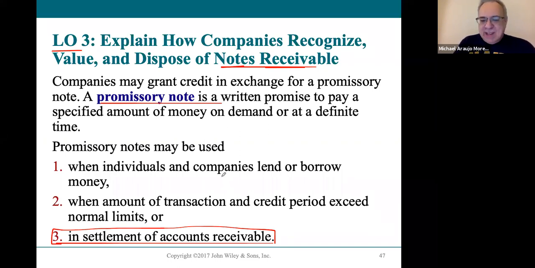It can also be that a company or individual lends money and they have a note receivable. But normally speaking, from a business perspective, if you're looking at most businesses, notes are very common ways in which accounts receivable are extended for payment.